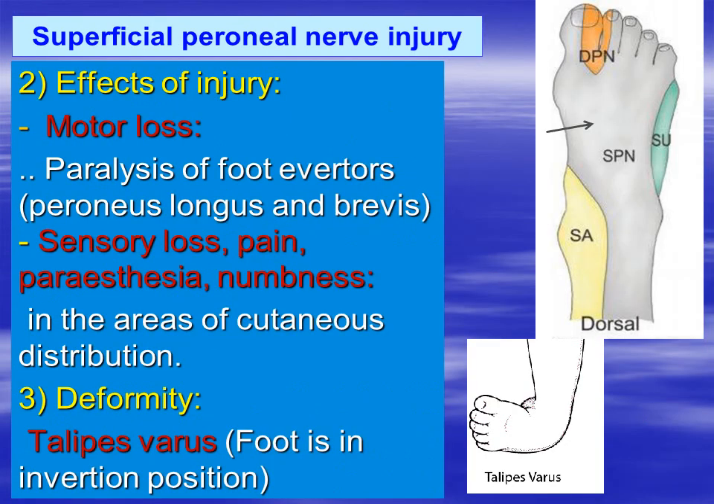The effect of injury: we have paralysis of peroneus longus and brevis muscles, the foot evertors, and sensory loss, or maybe pain, paresthesia, abnormal sensation, or numbness along the area of cutaneous distribution of the nerve. The deformity is talipes varus, or the foot is in inversion position when the evertors are paralyzed.